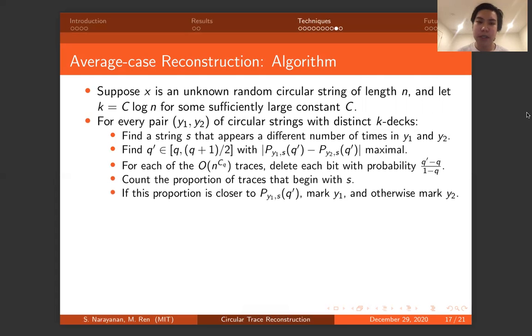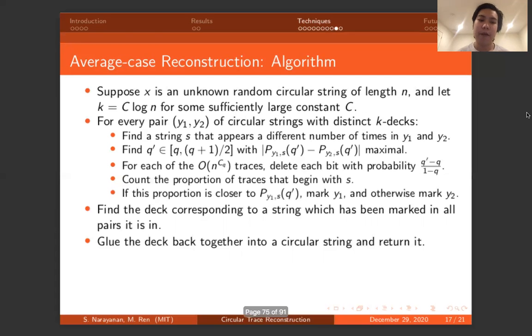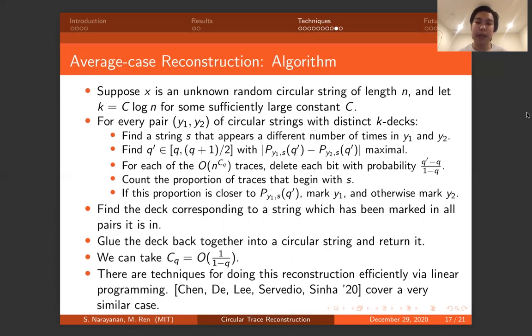And just like in the worst case reconstruction algorithm, with high probability, the correct deck will win every pair it's in. And so with high probability, we can glue the deck back together into a circular string, and that's the answer. So the dependence of the constant C_q and the exponent on q is, we can take it to be O of 1 over 1 minus q. And again, we only cared about the sample complexity, and this algorithm is very inefficient, but there are ways of making this more efficient using linear programming. And Chen et al. cover a very similar case in their application of this technique.